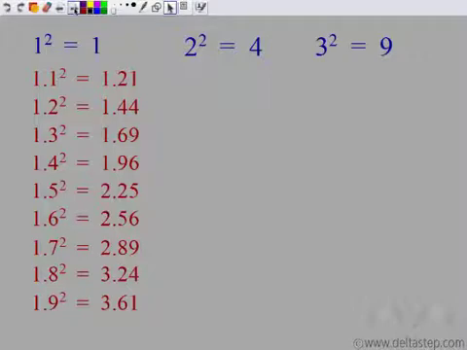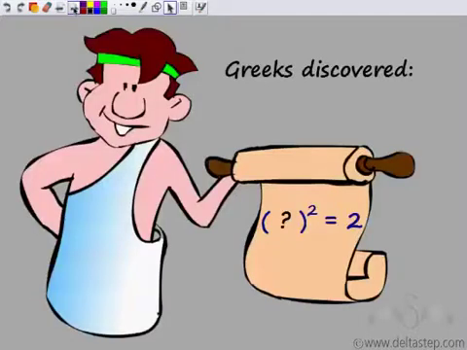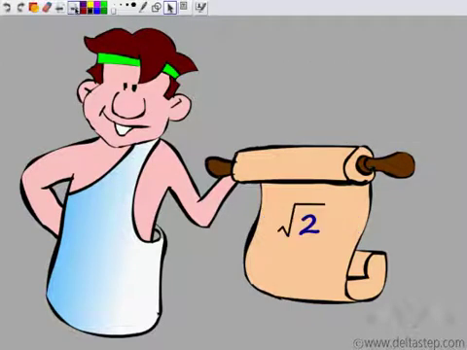Now what they observed is, 1.4 squared gives them 1.96, but 1.5 squared was giving them 2.25. So they wanted to see what number when squared gives them 2. That is, what number when multiplied by itself would give them 2. So this was a question. Well, Greeks answered this question. They actually found a number which when squared gives us 2, and they called this number root 2.